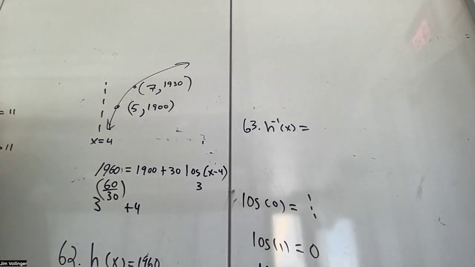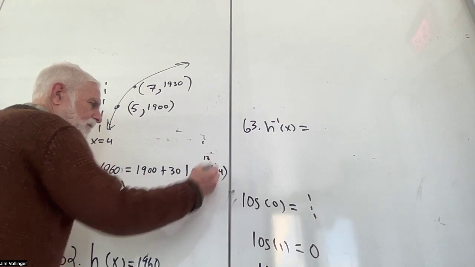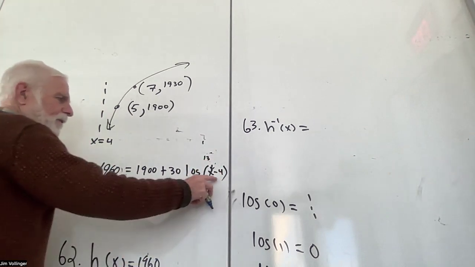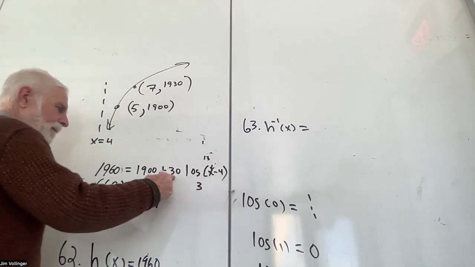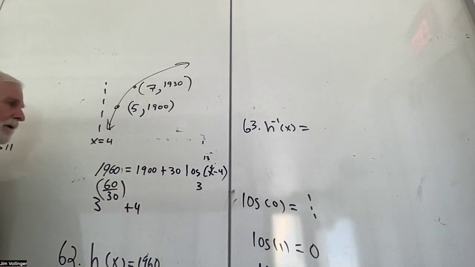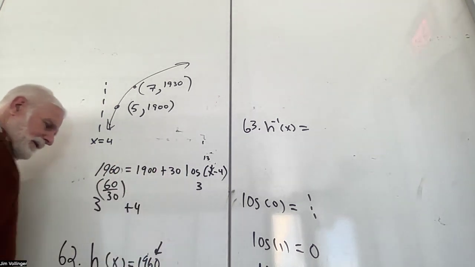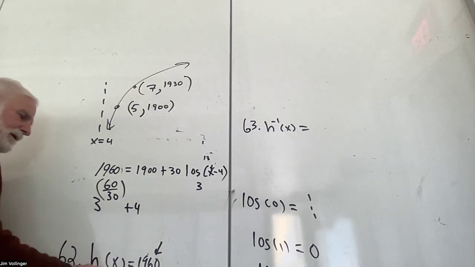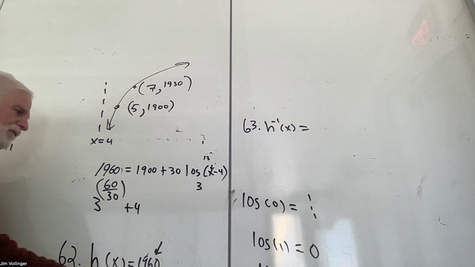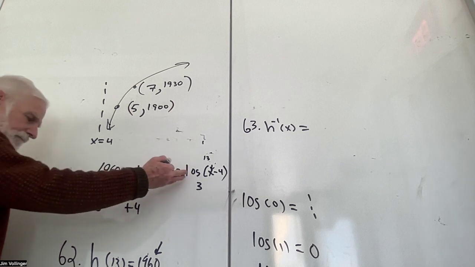Sure looks like 13 to me works. So let's put 13 in. 13 minus 4, 9. What do you put on top of a 3 to get a 9? 2. 2 times 30, 60, 1900, 1960. Now, if you paid attention to the inverse operations to get here, this is an output of this function. And we just figured out that to get that output, it took the number 13, I believe. Yes, we just did that.